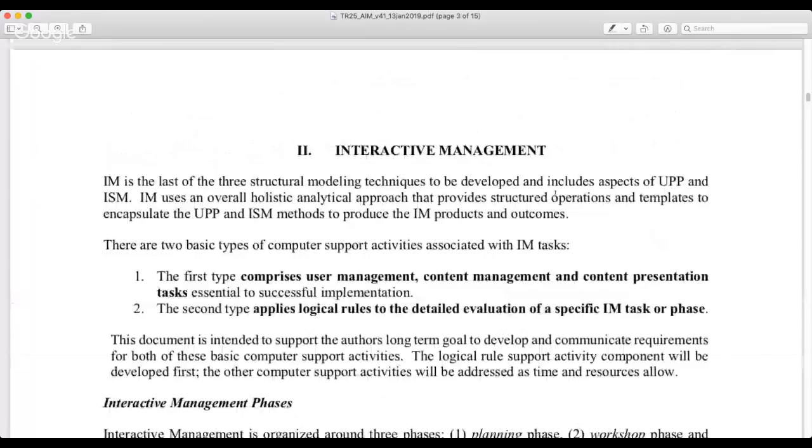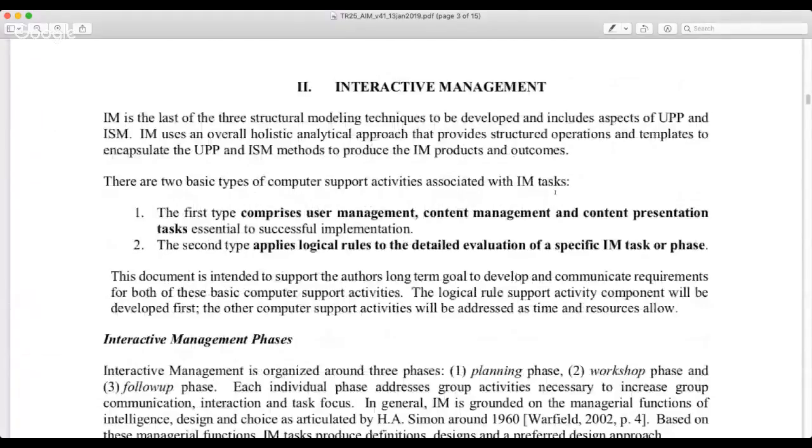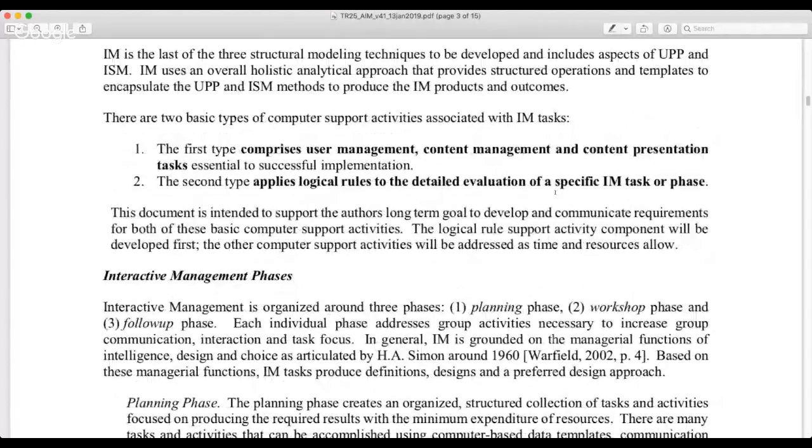So interactive management, of course, was the last of the 3 structural modeling techniques to be developed, and it included aspects of UPP and ISM, and was an attempt to unify and organize and document many of these activities that were developed over a period of years by Warfield.